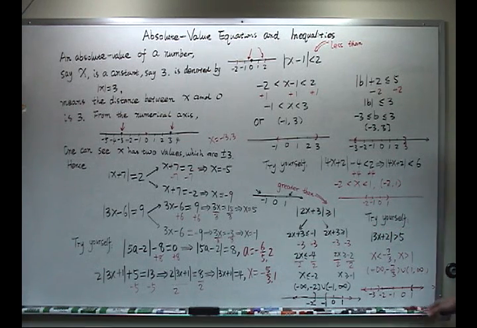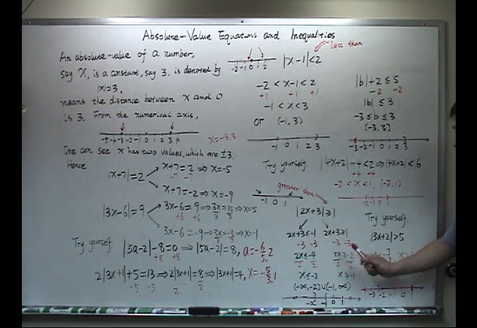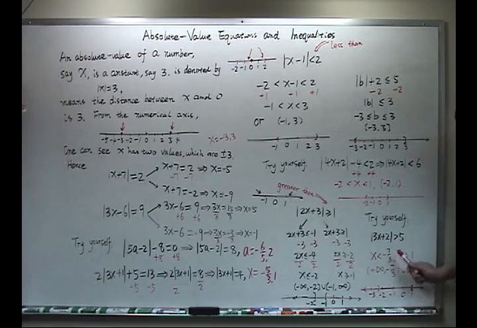This one says that 3x plus 2 with absolute value greater than 5. So what you want to do is what? 3x plus 2 is greater than 5, like that. And 3x plus 2 is less than what? -5. From 3x plus 2 less than -5, you will have the solution x is less than -7/3. And from 3x plus 2 greater than 5, you will have a solution x is greater than 1.